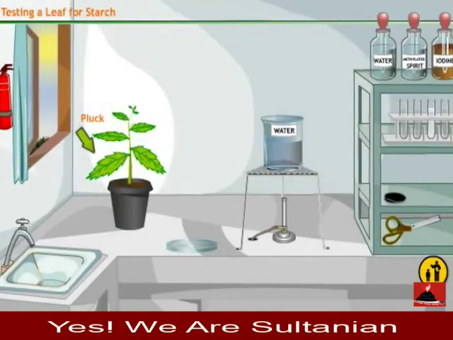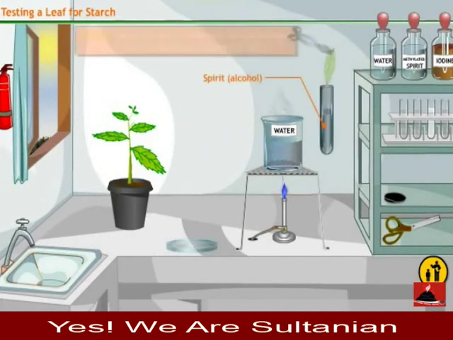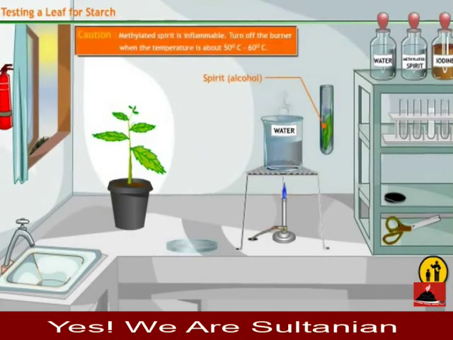Pluck a green leaf from a plant growing in sunlight. Boil it in water for a minute to kill all the cells. Now put it in a test tube containing spirit. Now keep the test tubes in a hot water bath for a few minutes until it becomes pale white due to the chlorophyll in the leaf getting dissolved in the spirit.